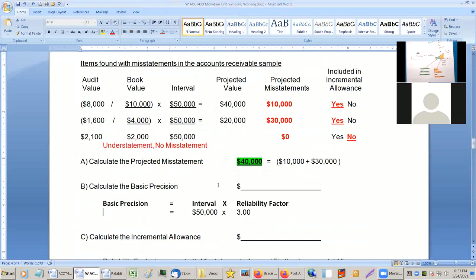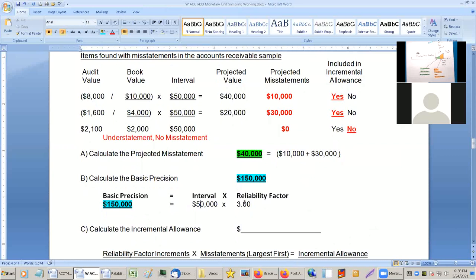So the basic precision will be, so it's 100,000. No, it's not. It's 150,000. So this is our basic precision. Basic precision is going to be the interval times reliability factor, and that's always done at zero misstatements.